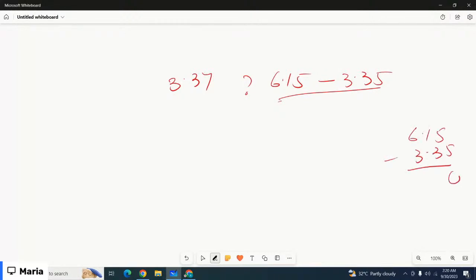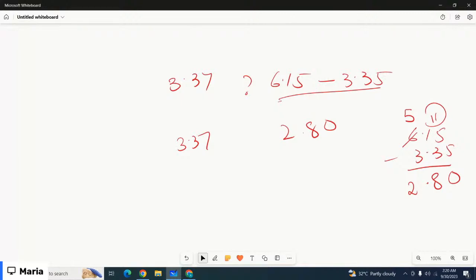So 5 take away 5 is 0. You cannot subtract 1 out of 3, so you need to borrow 1. That makes 11 here. You are left with 5 here. So 11 minus 3 is 8 and 5 minus 3 is 2. That would be 2.80. So you have to compare 3.37 and 2.80.